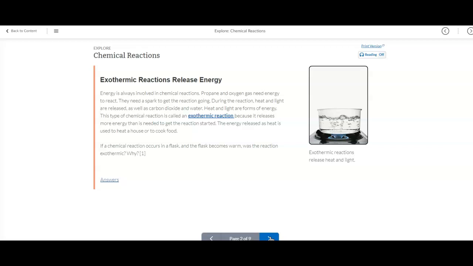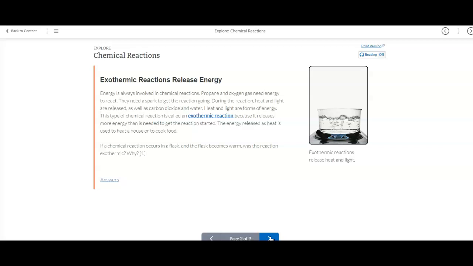Exothermic reactions release energy. So we talked about that. Energy is always involved in chemical reactions. Propane and oxygen gas need energy to react. They need a spark to get a reaction going. During the reaction, heat and light are released, as well as carbon dioxide and water. Heat and light are forms of energy.